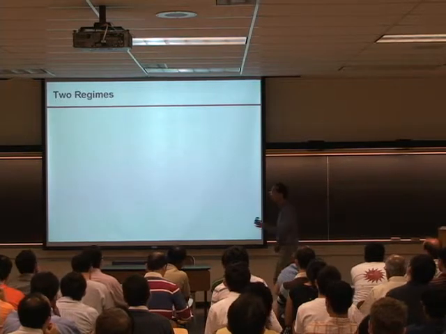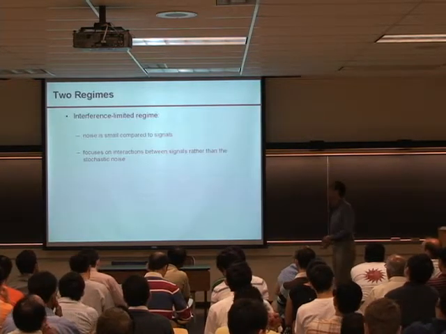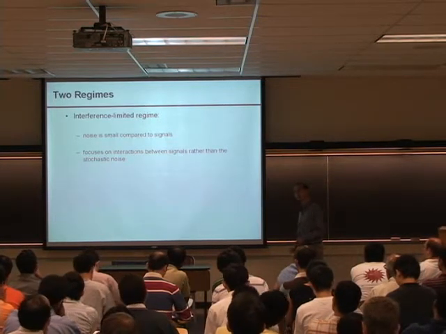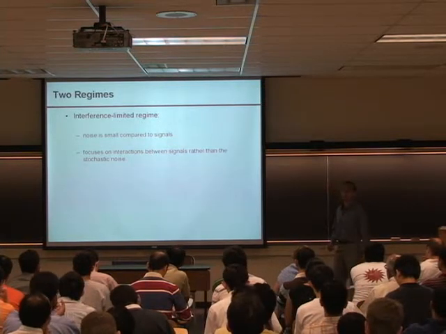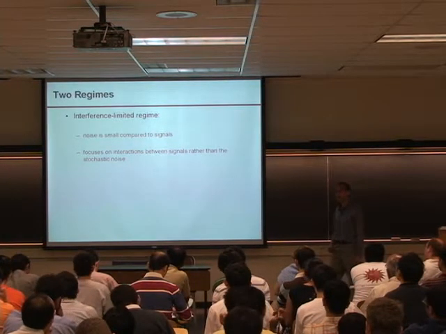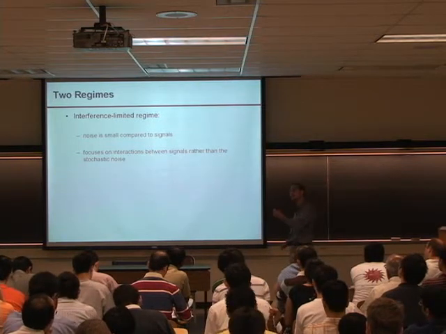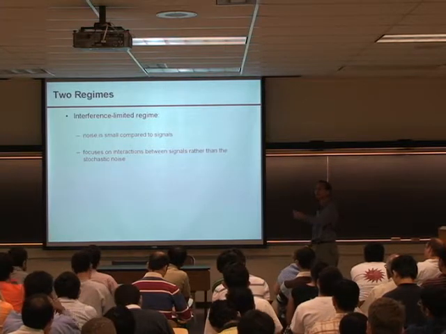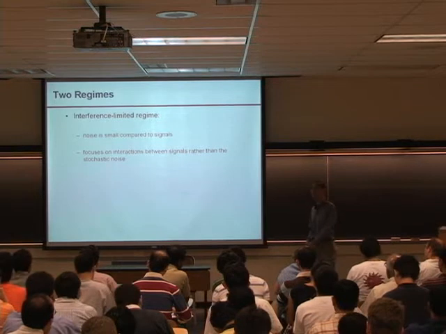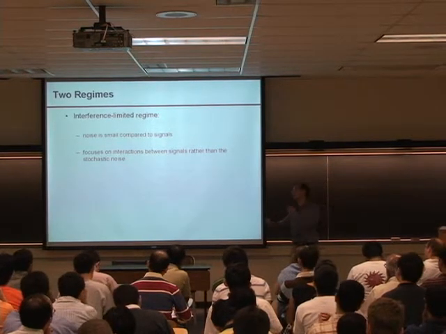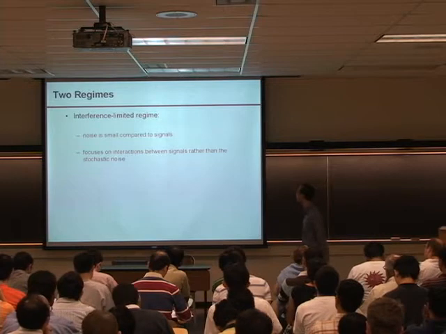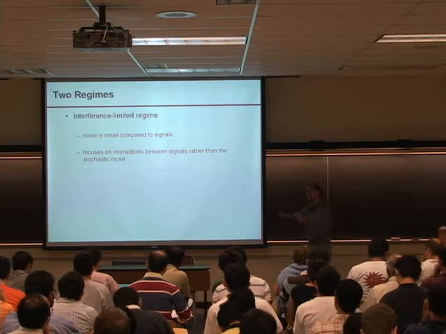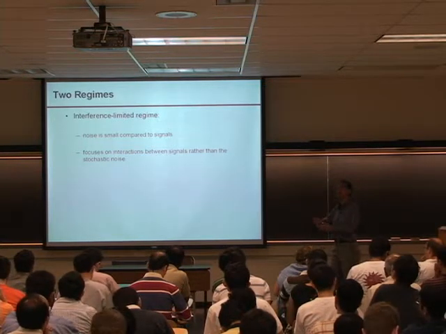So the two regimes that I want to talk about today, one is what I called the interference limited regime. In the interference limited regime, we are dealing with a situation where the noise at the receiver is small compared to the various signals you receive from the nodes. So this is the regime where signals dominate, noise plays a relatively small role. In this regime, we can focus on interaction between the signals rather than the stochastic noise.